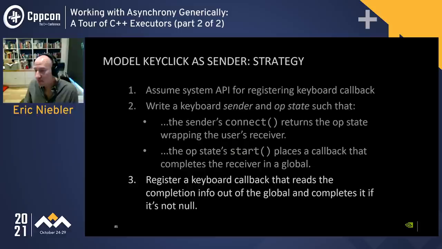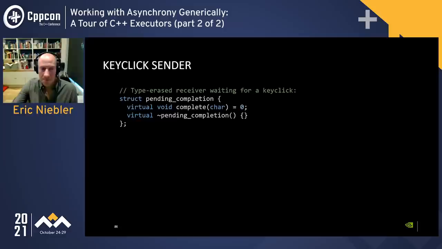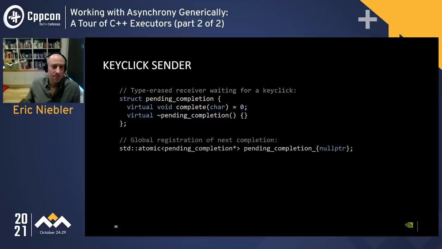Okay, so let's look at the code. Here is a pending completion. This is going to be a type erased receiver that's waiting for a key click. It's got this virtual function called complete that accepts a character. That's the character that was typed. And here's our global registration of the next completion. It's just an atomic pointer.